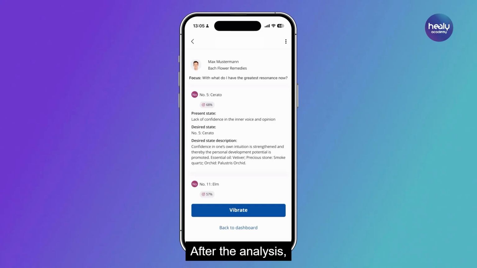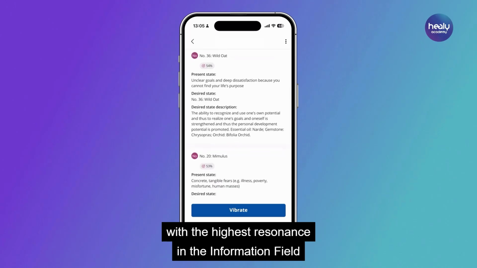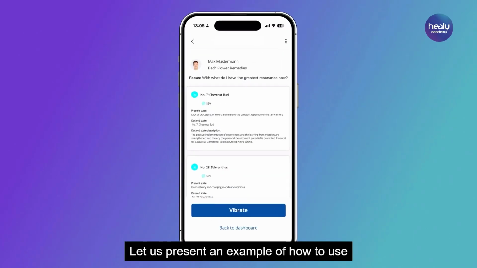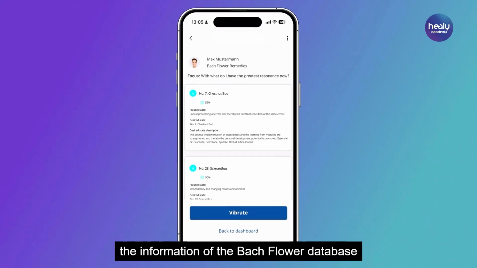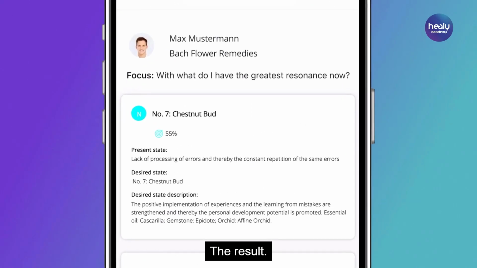After the analysis, the 5 entries of the selected database with the highest resonance in the information field at the time of analysis will be displayed. A practical example. Let us present an example of how to use the information of the Bach Flower database for enhancing your personal balance. The result.